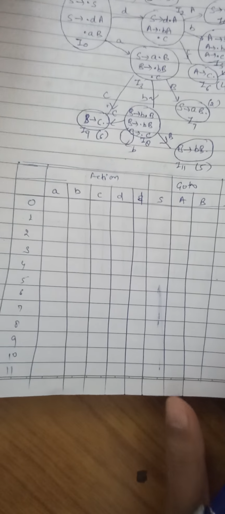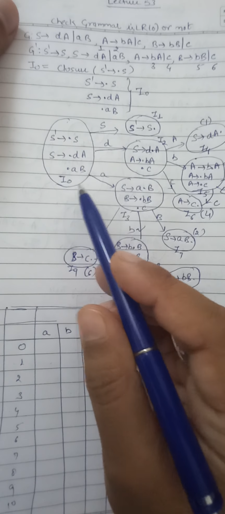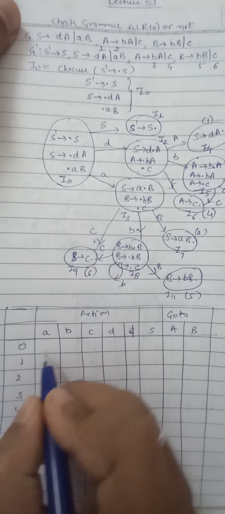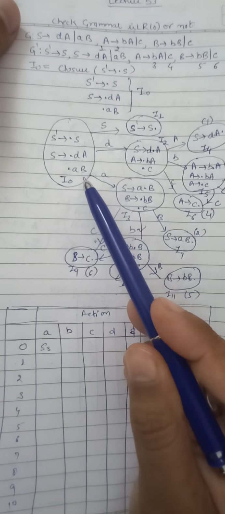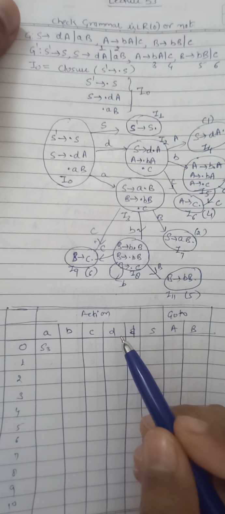So now the table is completed. Now we are going to start to map. We can see from the I0 state, for the A terminal, we are moving to I3, so we will write here S3. And from the I0 state, for D, we are moving to I2, so we will write here S2.